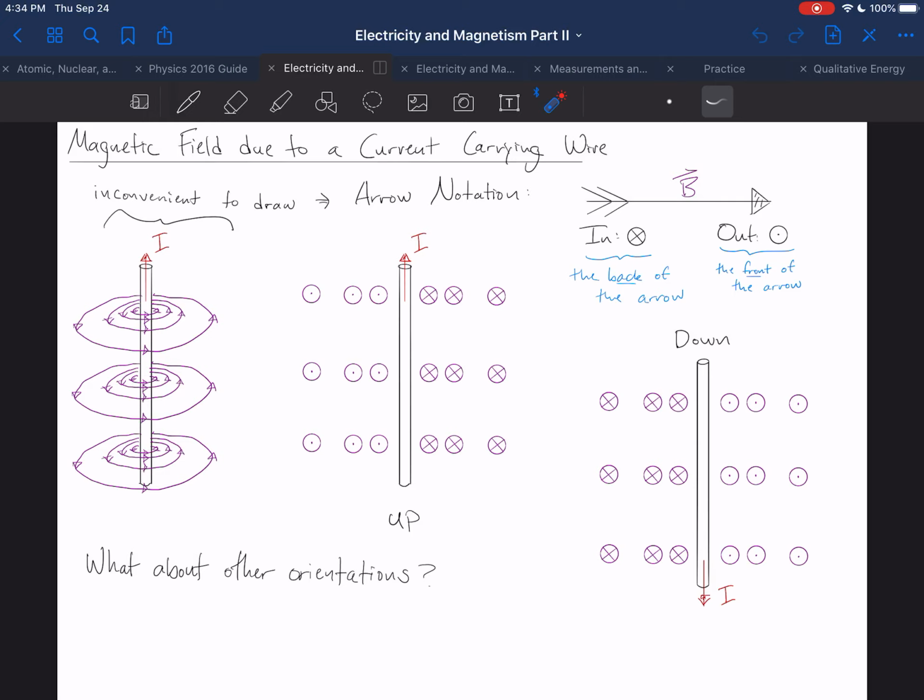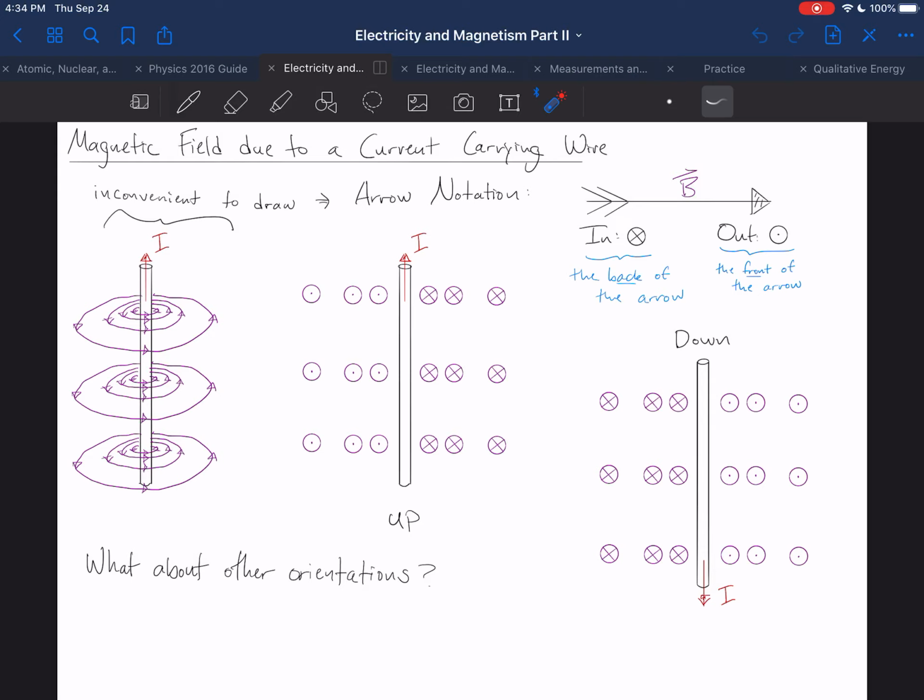And we use what is known as arrow notation. So we symbolize the magnetic field as if it were an arrow. It looks like this with its head and its tail feathers. And so if the magnetic field is shown to be going into the board, it's as if you're looking at the back of the arrow, and so that's symbolized with an X. If the magnetic field is coming out of the board or coming out of the page, it's symbolized with this dot, and the dot indicates looking at the front of the arrow.